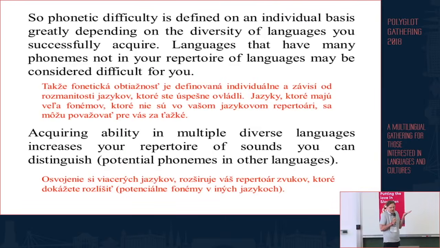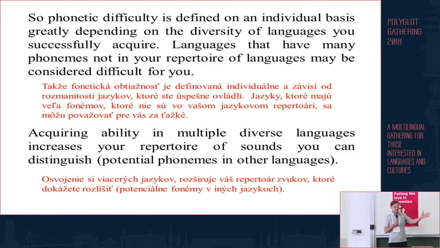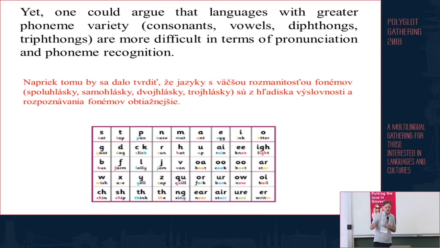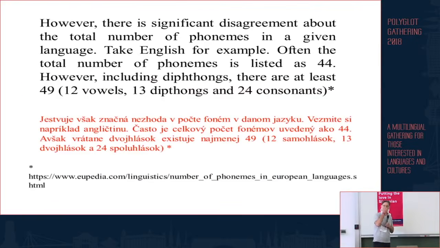Phonetic difficulty depends greatly on the diversity of languages that you already know. Acquiring ability in multiple diverse languages increases your repertoire of sounds. So you could argue that languages with greater phoneme variety, consonants, vowels, diphthongs, triphthongs, are more difficult in terms of pronunciation. But it's very hard to find how many there are in a language. For example, in English, I've seen a textbook in Japanese which shows 26 vowel sounds in English. And then some people say, no, there's 24, etc., etc.